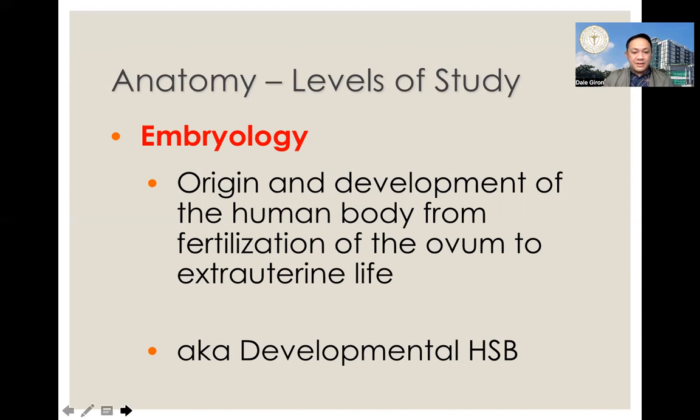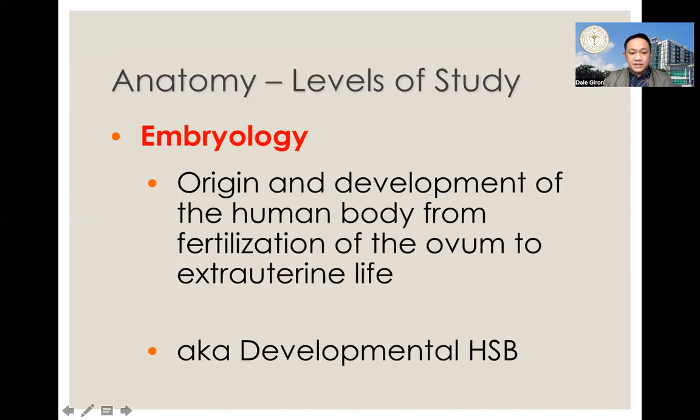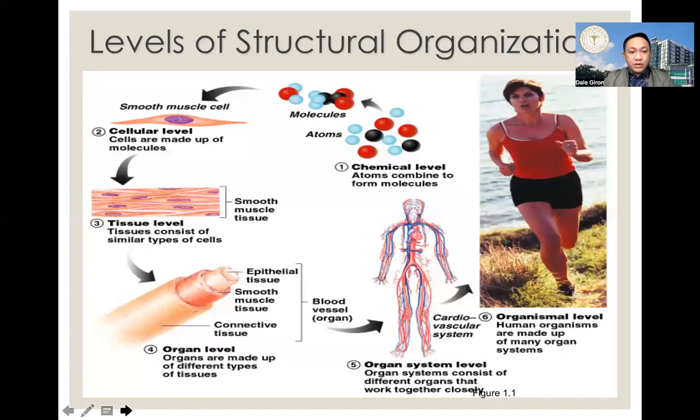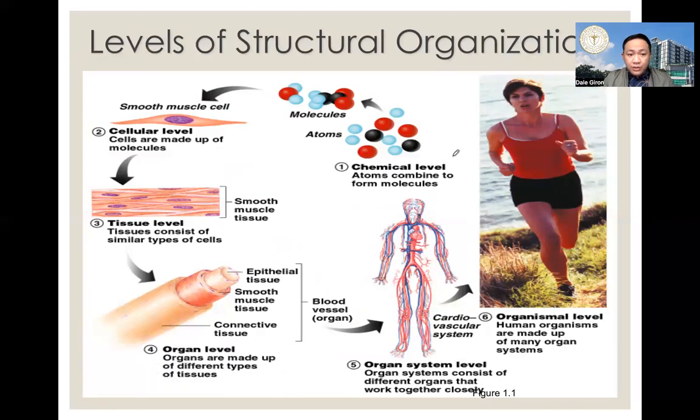Okay, after discussing the different levels of studying anatomy, we now go to the structural organization. Now, as we all know, I'll use this cursor. We will be starting with the chemical level. These are the atoms combining to form molecules. Okay. From then on, it will be the cellular level, which is made up of different molecules.